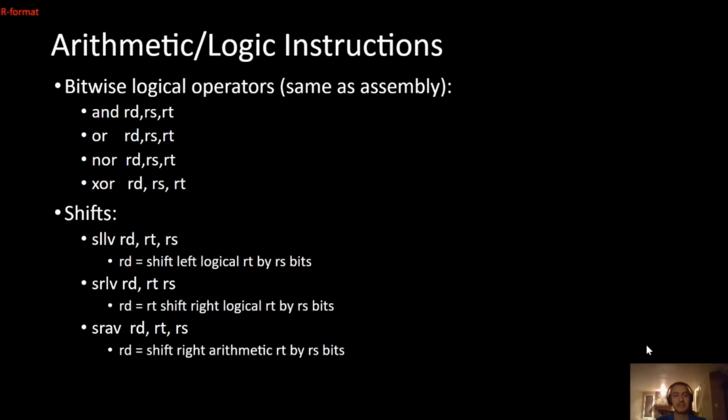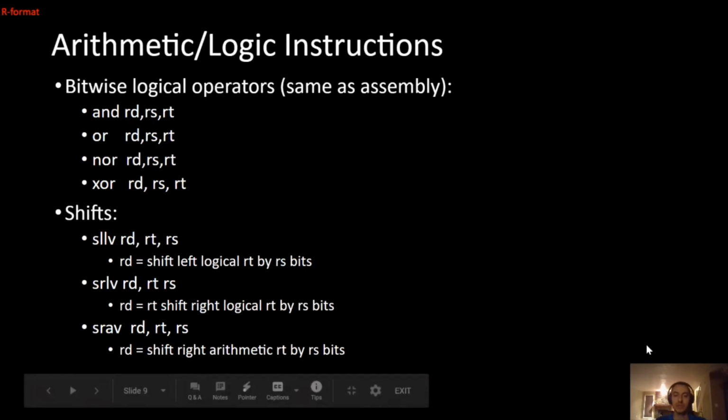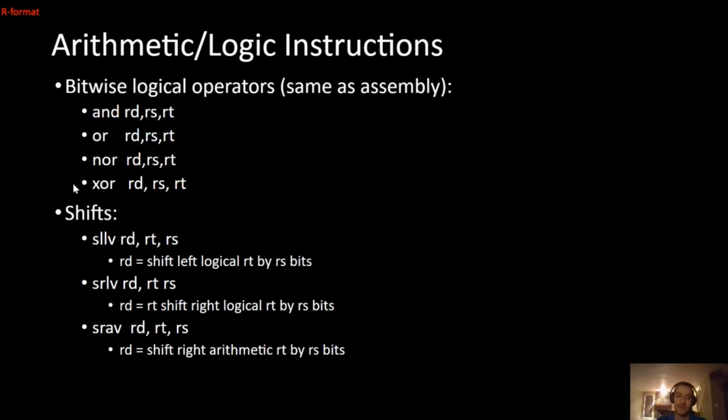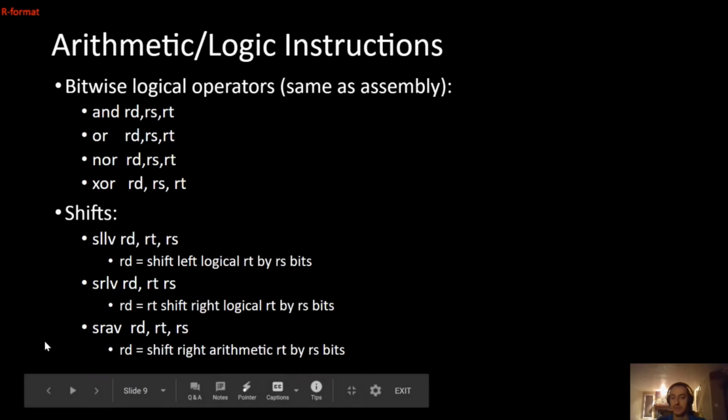Here we can see more examples of the R format instructions. So for example, we've seen the logical operations such as AND, OR, NOR, or XOR. These are all R format and they're exactly the same in machine language and assembly. Shifts also are exactly the same. So we've seen, for example, shifting the bits all to the left or to the right, and all that are basically similar.